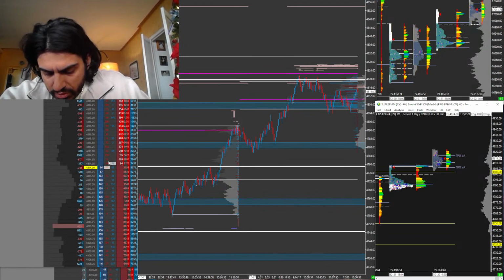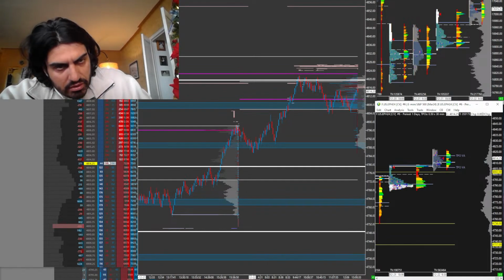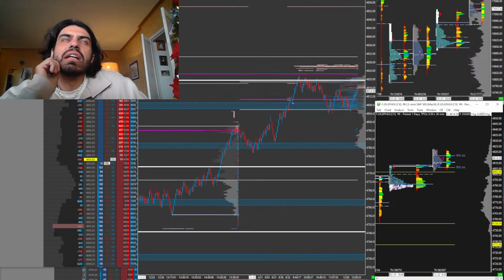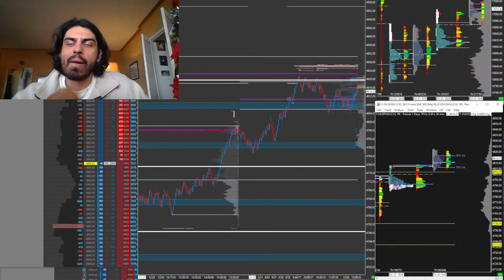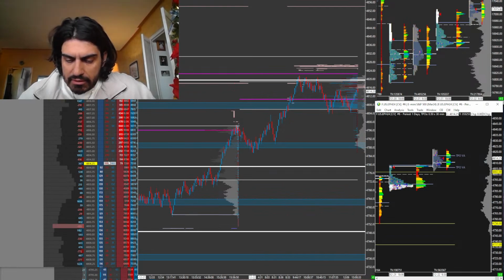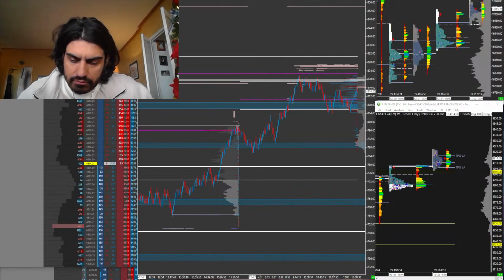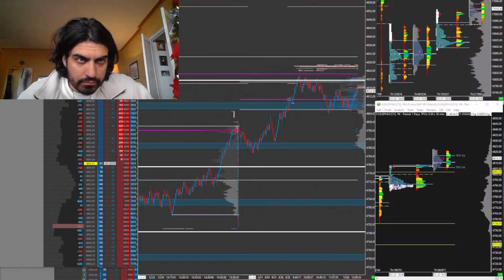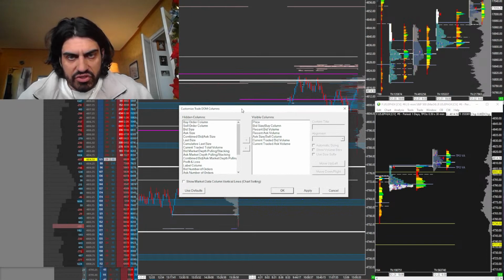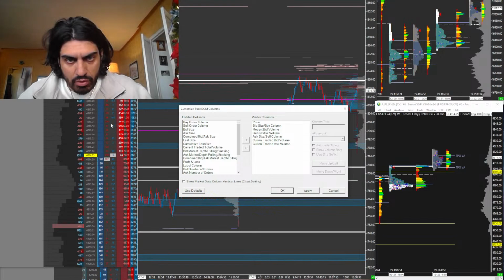The center columns of the DOM that you call last traded quantity, is that the same as recent bid and ask volume? It's a good question. Let me see. Yeah, on Sierra Chart, it's the recent bid volume, recent ask volume. Those are the middle columns of the market orders, exactly.